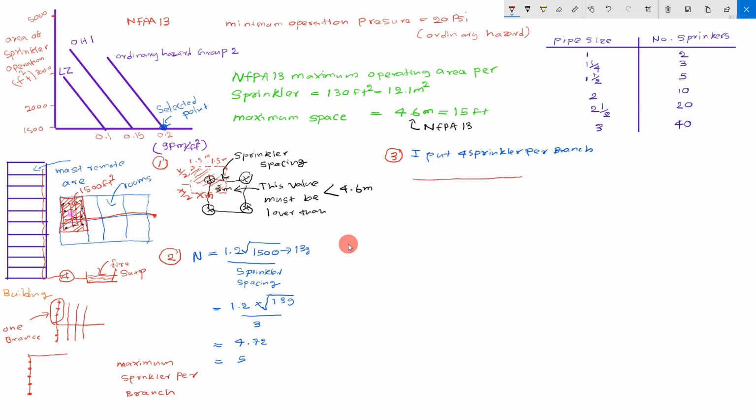This is my sprinkler line. I put 4: 1, 2, 3, 4. Their spacing is 3 meters.